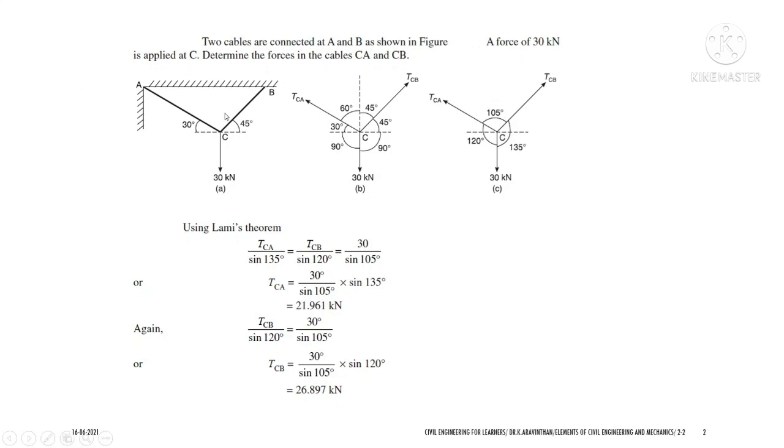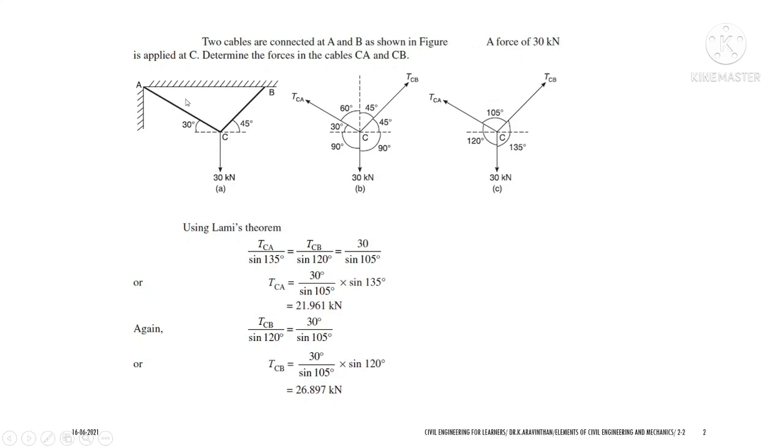And the angles are given: 45 degrees from the horizontal on the right-hand side and 30 degrees from the horizontal on the left-hand side. What we have to find is the force in CB and CA. We know there is a force hung, that is 30 kilonewton, and this rope or cable has to carry this load. In some cases, if you place some weight on a rope, the cable can break into two pieces.